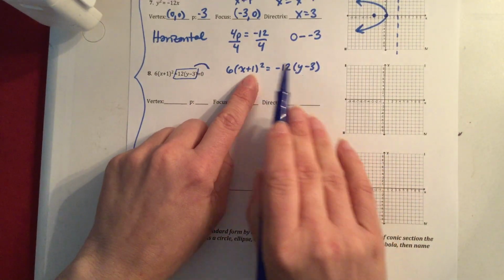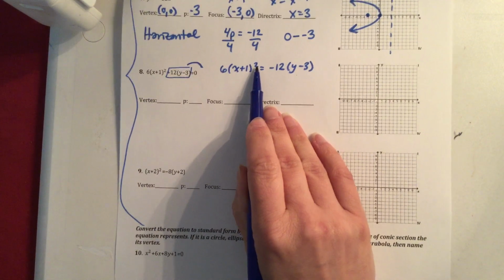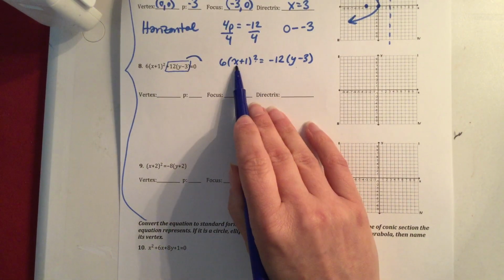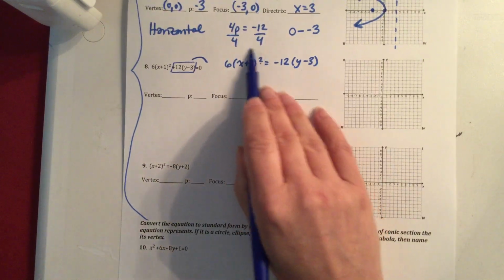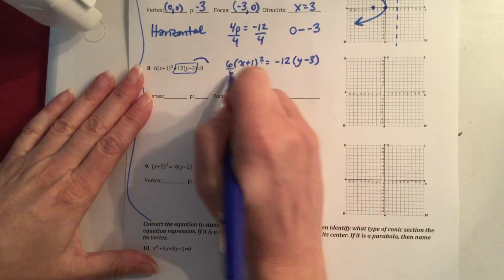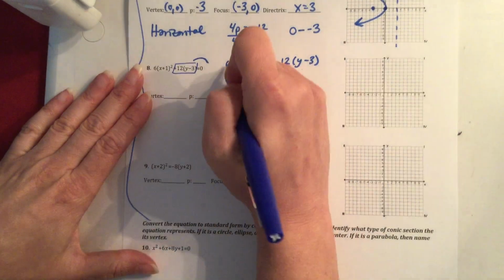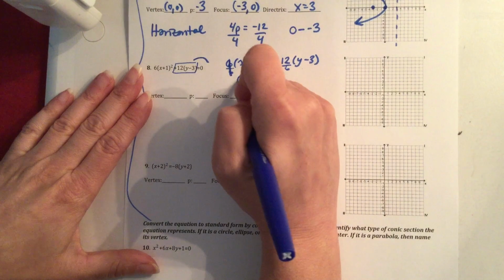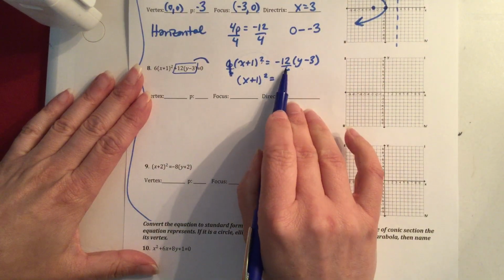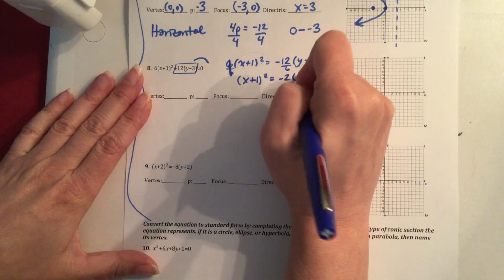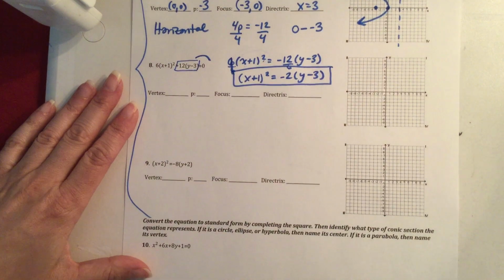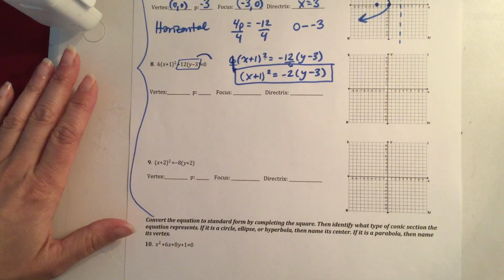This is a parabola. I know that because it only has one power of 2. From the equation, I know that I just want my squared value on the left. I cannot have the number out front, so I need to divide both sides by 6. Here is your equation. X plus 1 quantity squared equals negative 12 divided by 6 is a negative 2, y minus 3. So I did have to rearrange that in order to fit, okay?